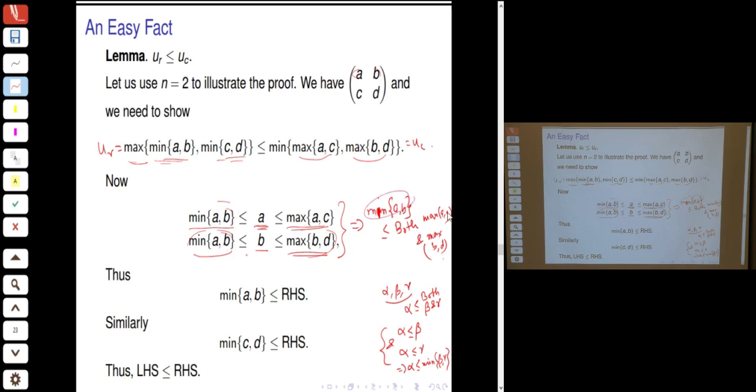The minimum of A and B is less than or equal to both the numbers, the maximum of A and C and the maximum of B and D. So this implies that the minimum of A and B is less than or equal to the minimum of these 2, which is the minimum of max(A, C) and max(B, D). Okay? Which means that the minimum of A and B is less than or equal to the right hand side, which is exactly this. Okay?